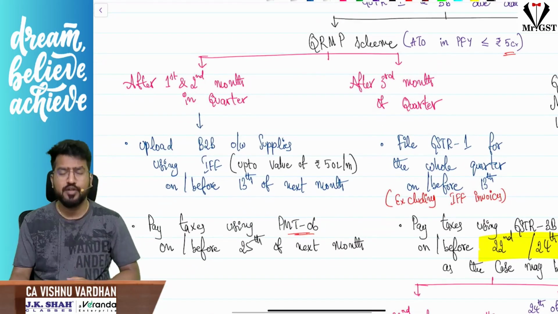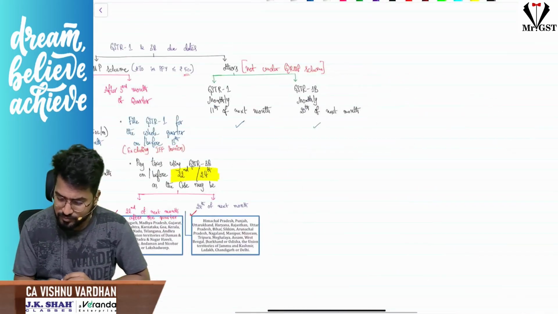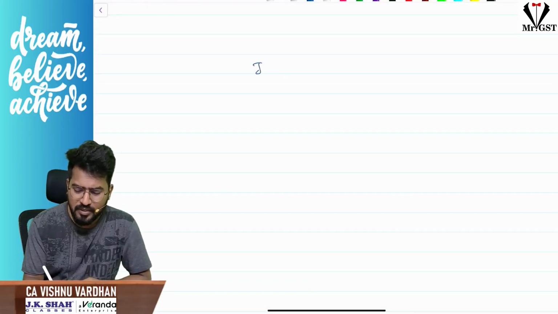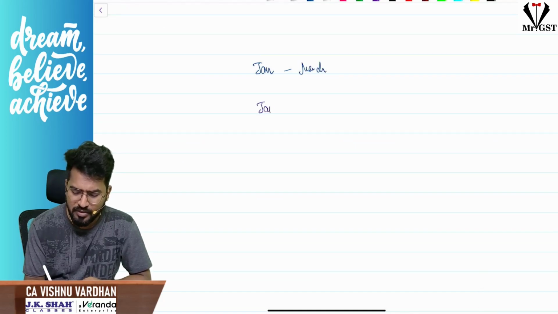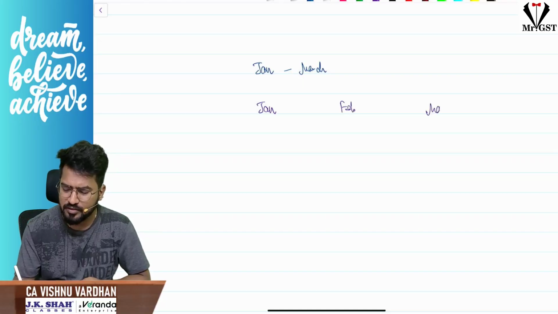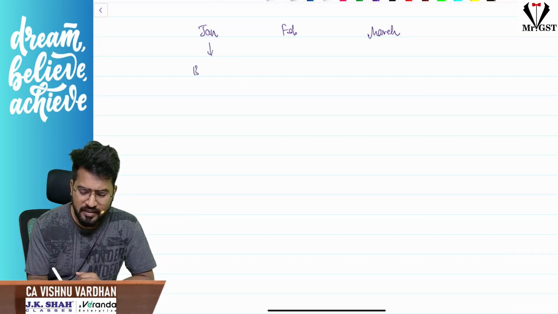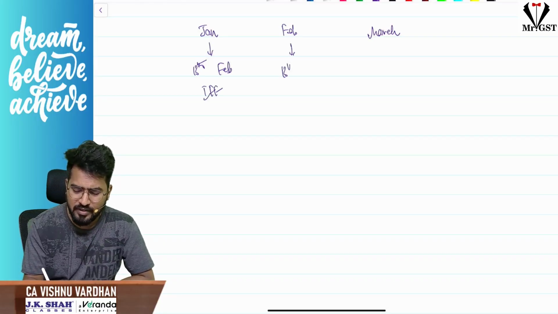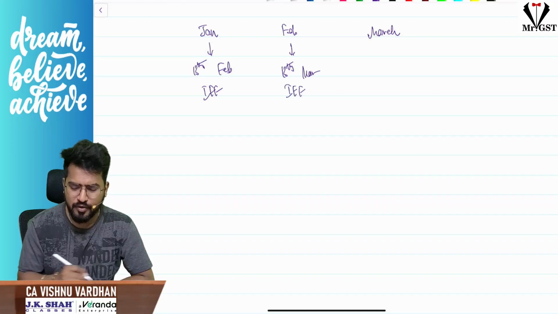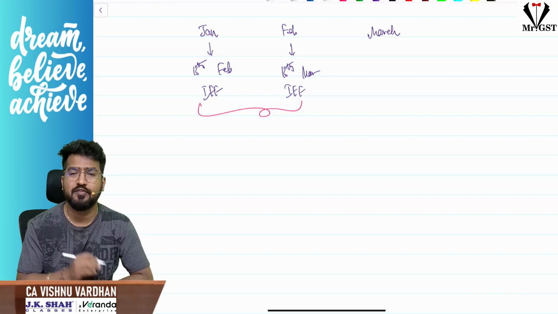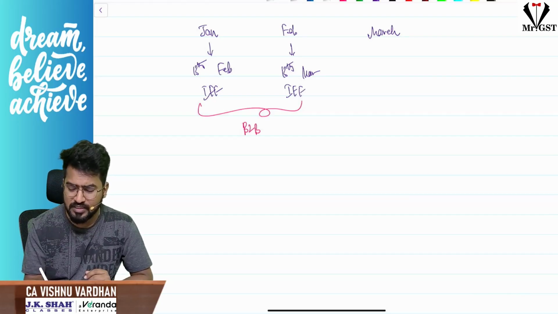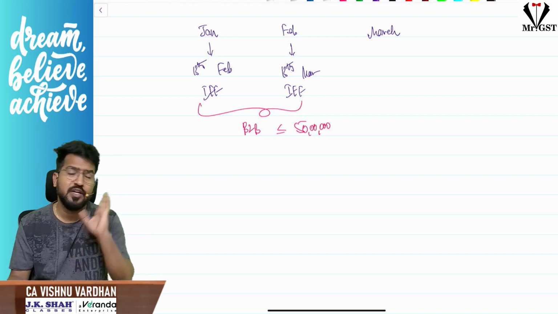In the quarter, suppose you take the quarter of Jan to March, with Jan month, Feb month, and March month. Once Jan month is over, on the 13th of Feb they will file something called IFF. Once Feb month is over, on the 13th of March they will file IFF again. For these 2 months they give only B2B details, up to 50 lakhs. If B2B invoices are greater than 50 lakhs, they should be given only in GSTR 1. You don't have any other option.